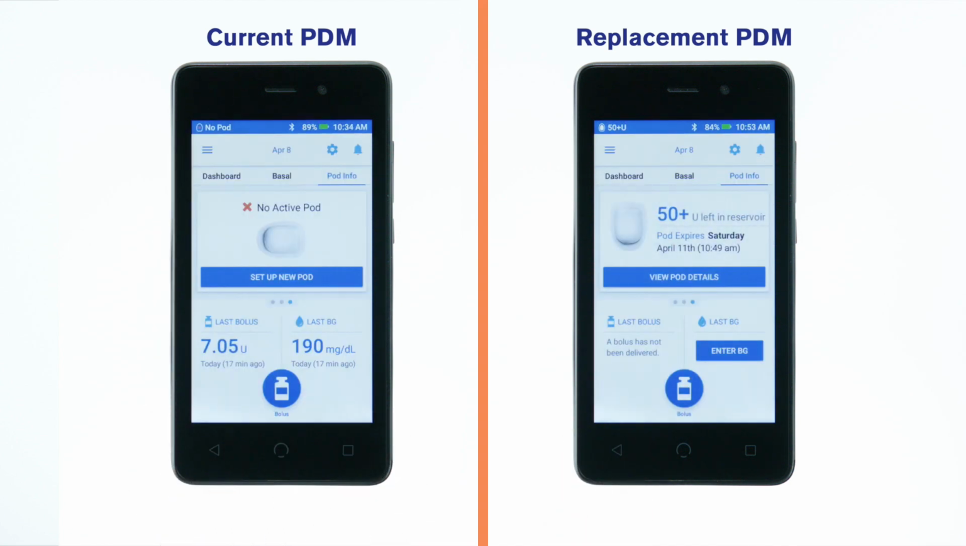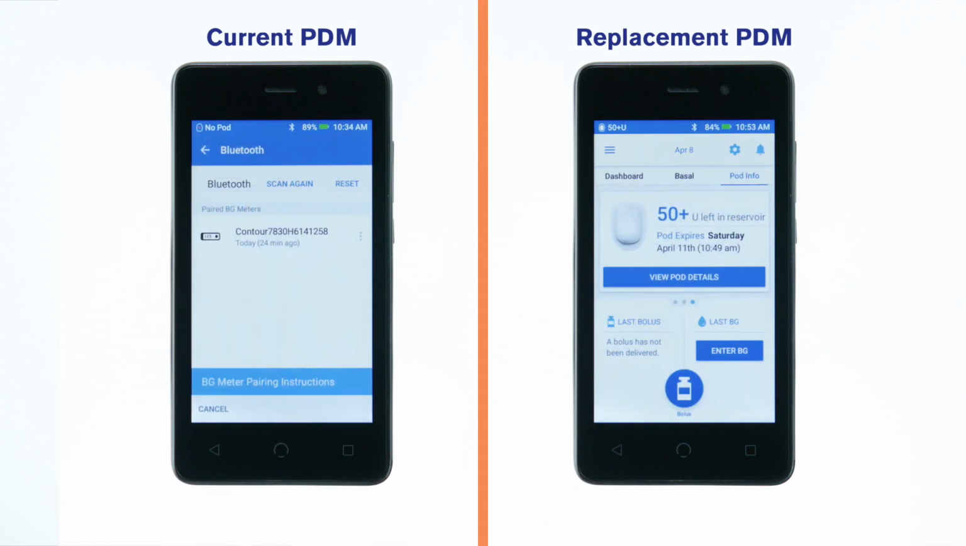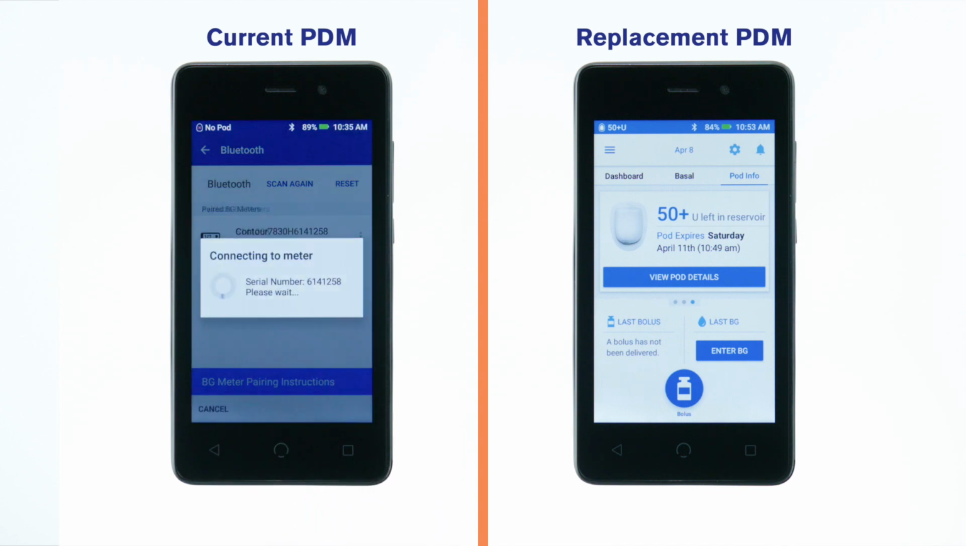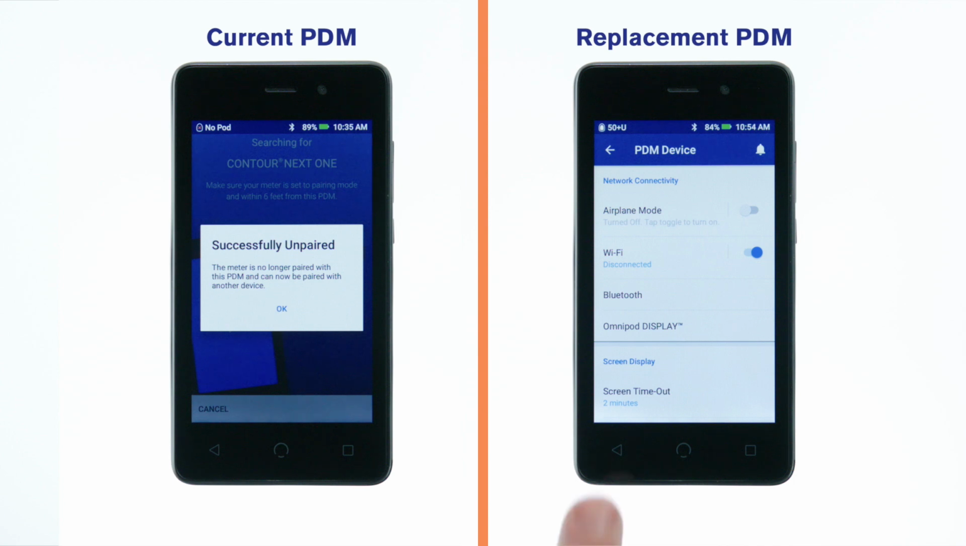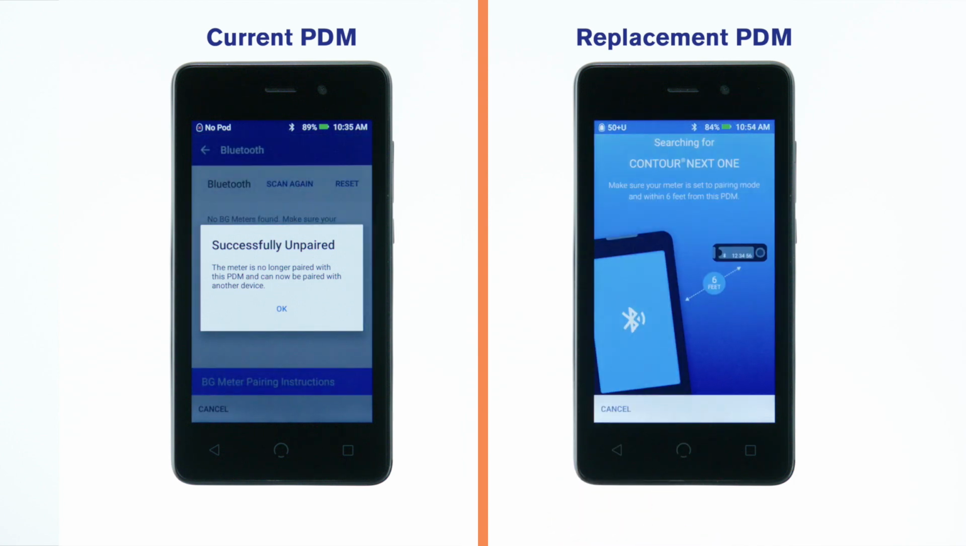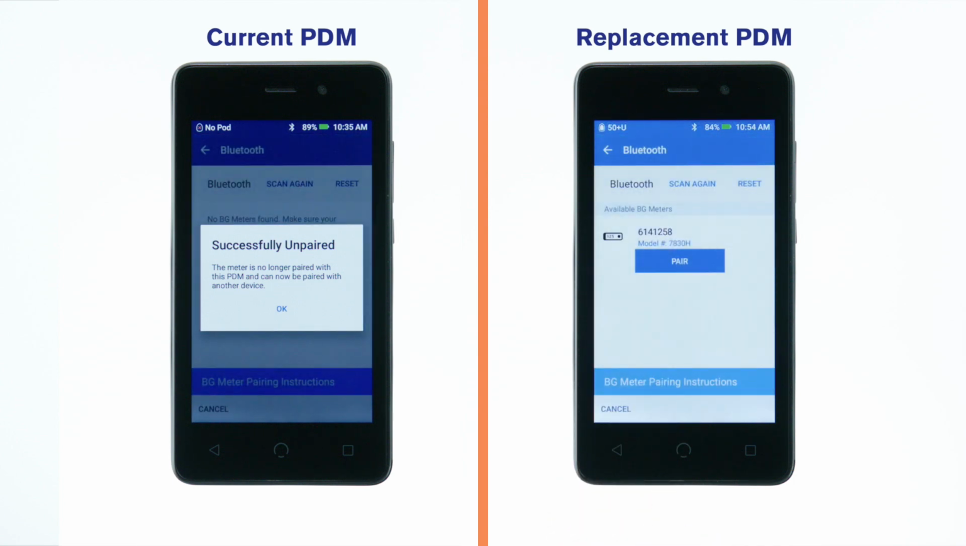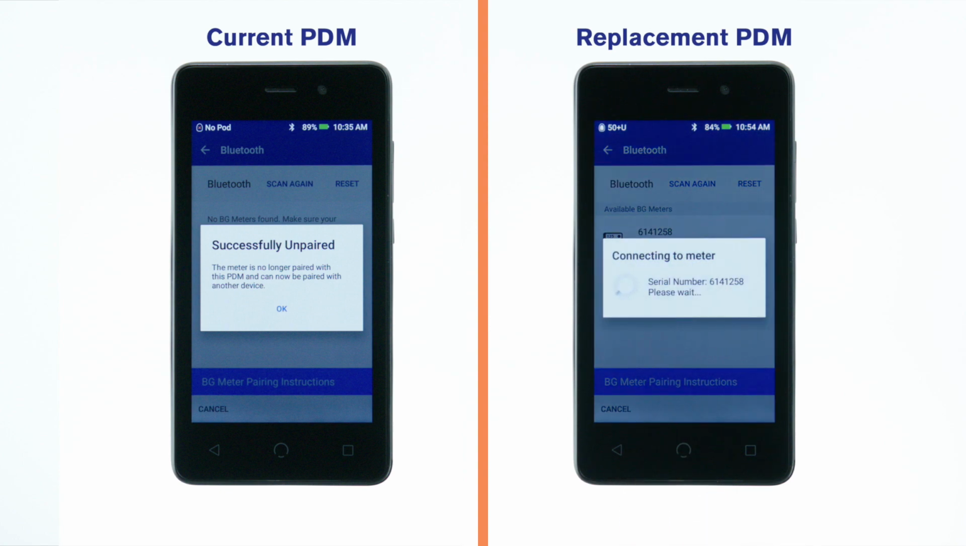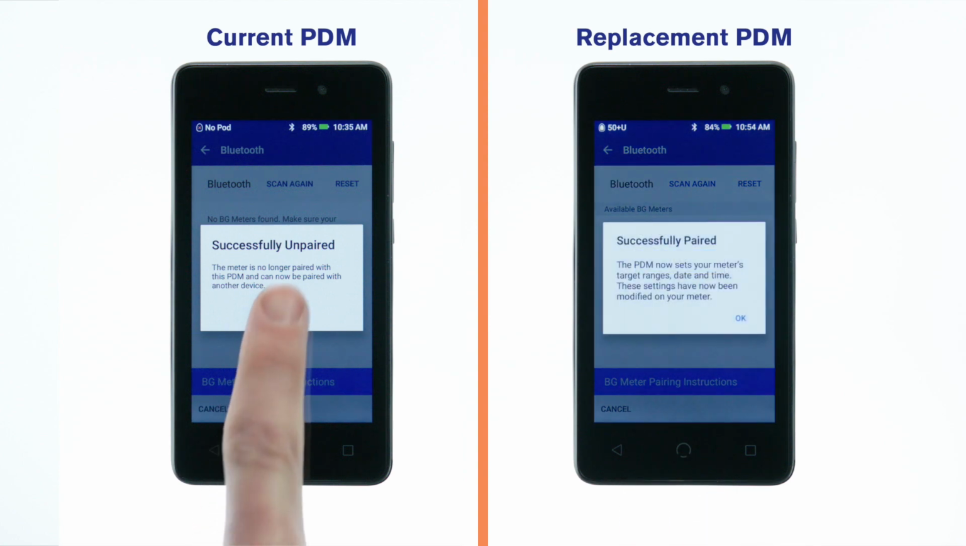If you are currently using the Contour Next 1 blood glucose meter, you will need to unpair the BG meter from your PDM currently in use and pair it with the replacement Omnipod DASH PDM. This will allow you to continue syncing your BG values from the Contour Next 1 BG meter with your replacement Omnipod DASH PDM.